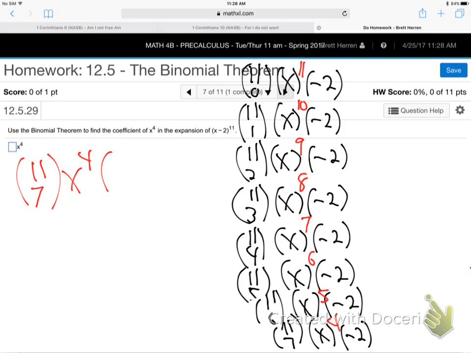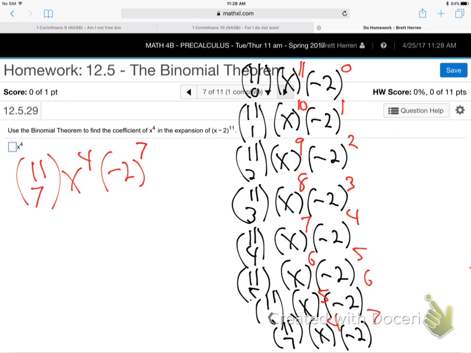So there it is. There's the one. They wanted x to the 4th, so there it is next to 11 choose 7, x to the 4th. Now what do you do with the minus 2? You put the powers on it also, starting at 0. 0, 1, 2, 3, 4, 5, 6, 7. So that's minus 2 to the 7th. We good? So that's the only term they want.